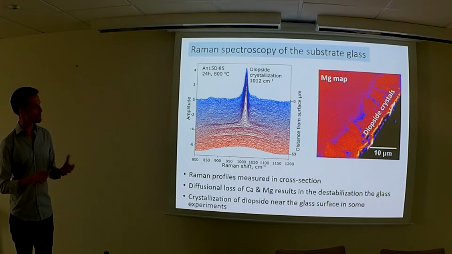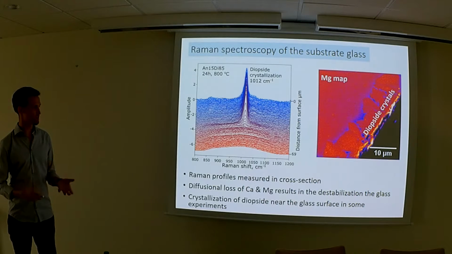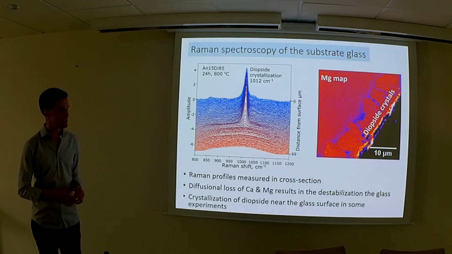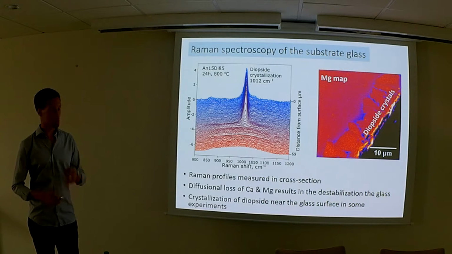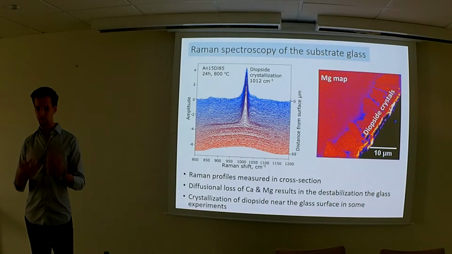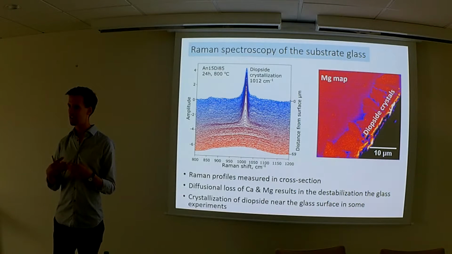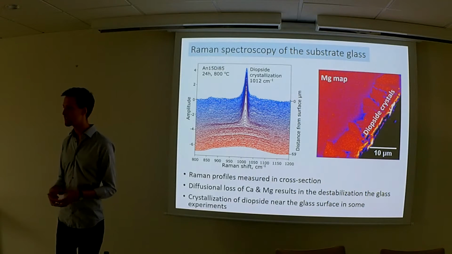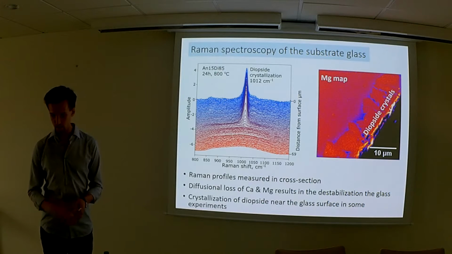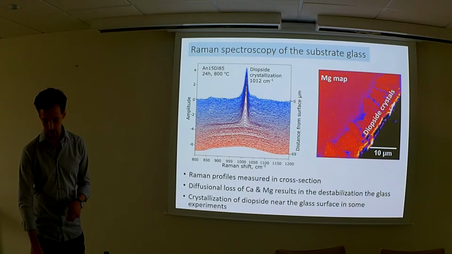After about 20-30 microns, we see just the glass, and at the surface we see the crystallization of diopside in this case. The interpretation of this is that the depletion of calcium and magnesium in these surface layers somehow destabilizes this glass, allowing the crystallization from the surface.